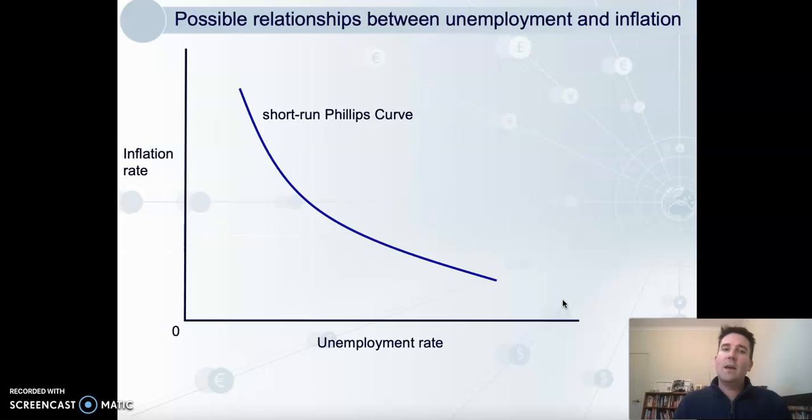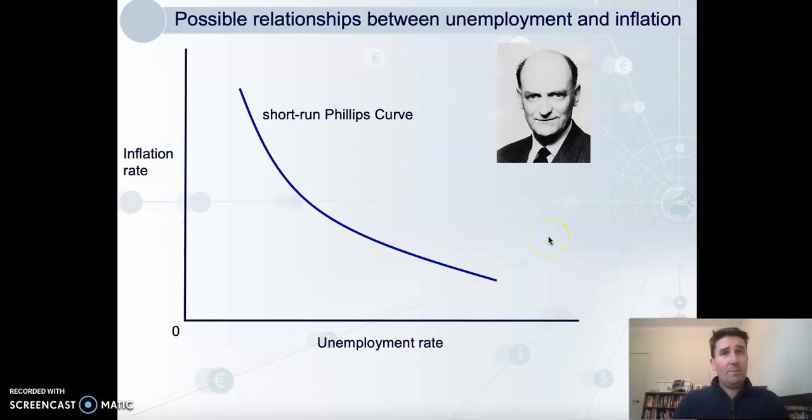Right. Next, we're looking at possible relationships between unemployment and inflation. So the short run Phillips curve, that's this curve here. We show the relationship between the inflation rate and the unemployment rate. So it's an inverse relationship. It's named after this guy, William Phillips, a handsome New Zealand born economist.